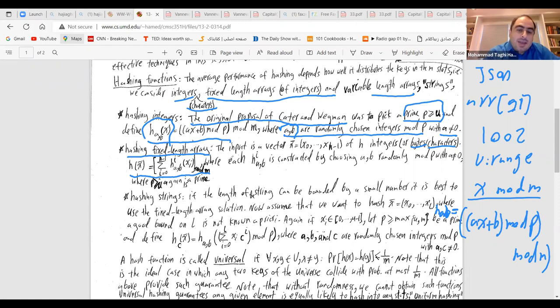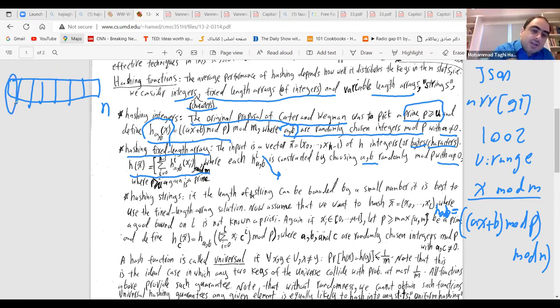Again, the only thing is that hi is different for each position i. Before we had ha of b, here we have hi of ab. For each i, we randomly choose ab mod p such that a is not equal to zero. So if the length is n, for each of these positions we have a different hash function. What is the hash function for the i-th position? It would be hi of ab, which is nothing but the one that we discussed before. For each position, you just use a hash function for that element. Then you sum it up and then you take the mod m.